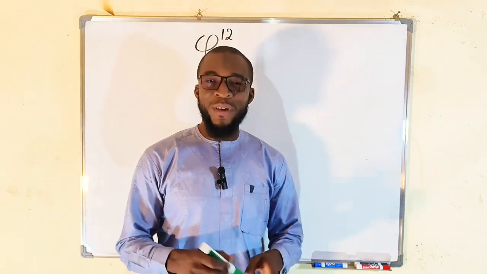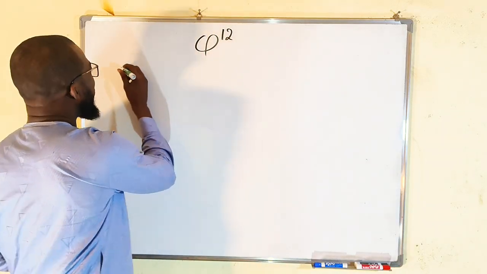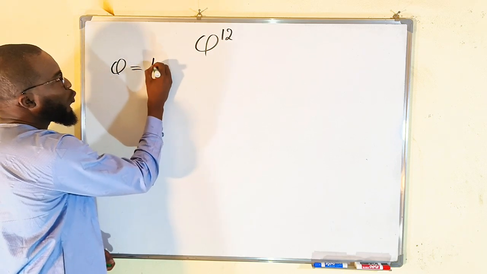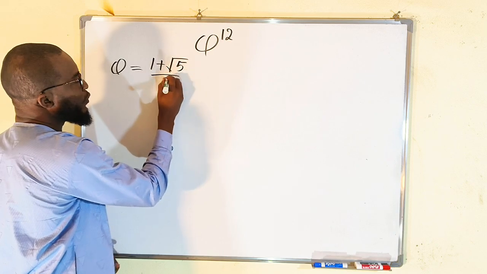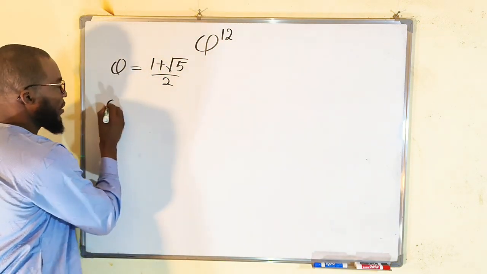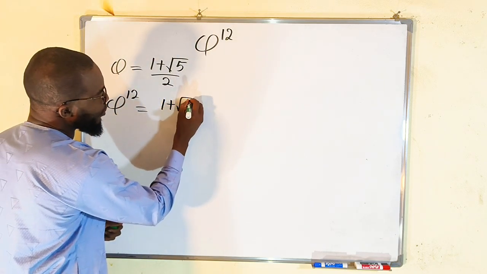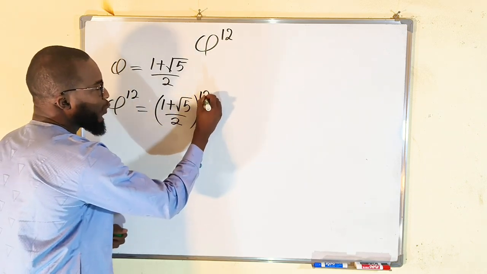In this tutorial we are going to evaluate the golden ratio raised to the power of 12. What is a golden ratio? Remember, it is a real number. Let me start from this side. A golden ratio is equal to (1 plus the square root of 5) divided by 2. So this is the golden ratio. We want to raise this to the power of 12, which is the same thing as raising (1 plus the square root of 5) divided by 2 to the power of 12.